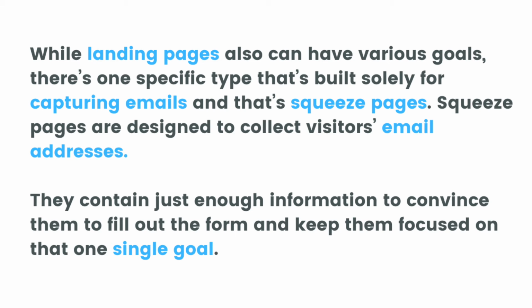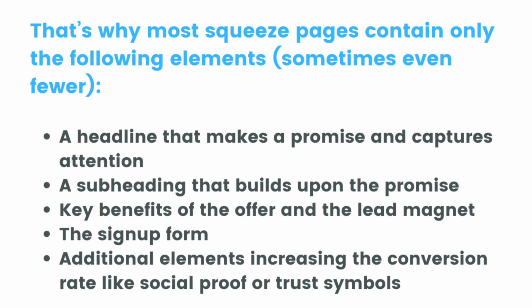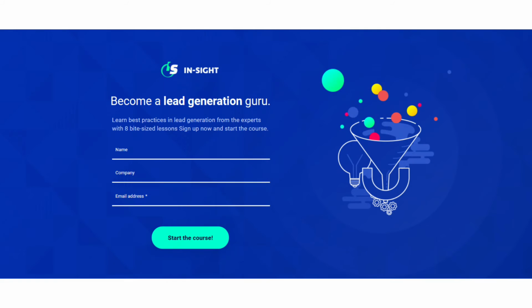They contain just enough information to convince them to fill out the form and keep them focused on that one single goal. That's why most squeeze pages contain only the following elements, sometimes even fewer. A headline that makes a promise and captures attention, a subheading that builds upon the promise, key benefits of the offer and the lead magnet, the sign-up form, and additional elements increasing the conversion rate, like social proof or trust symbols. As you can see, they're much simpler than your normal website homepage, and that's exactly why they're so effective.